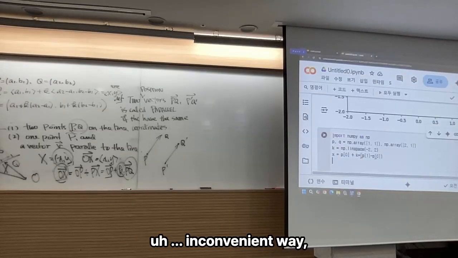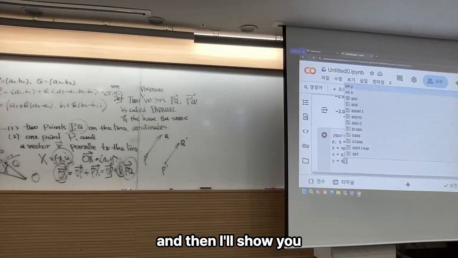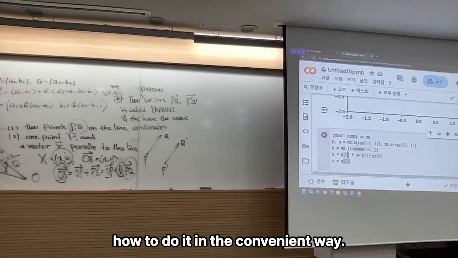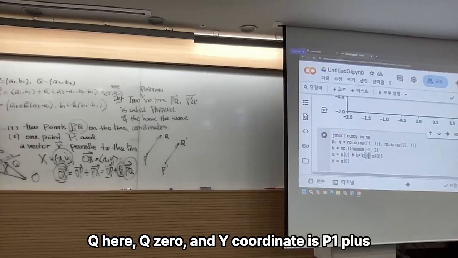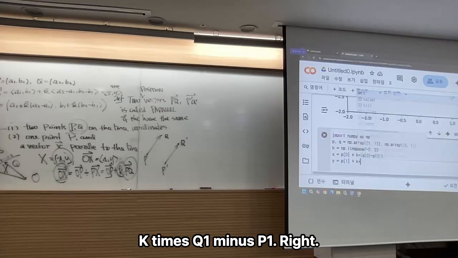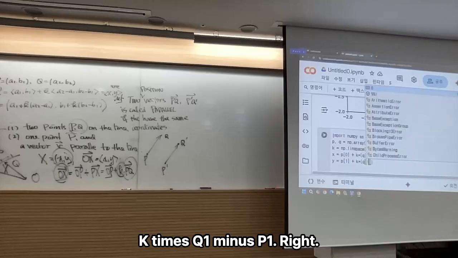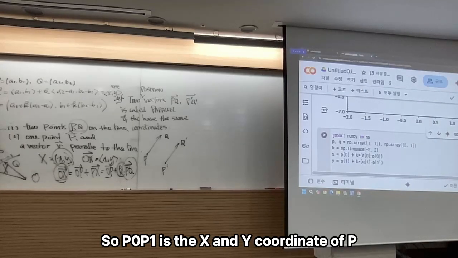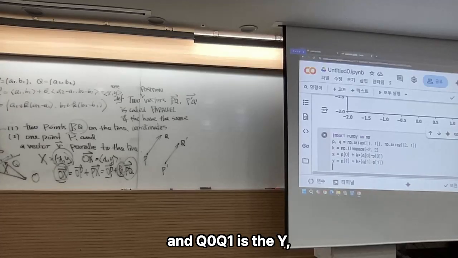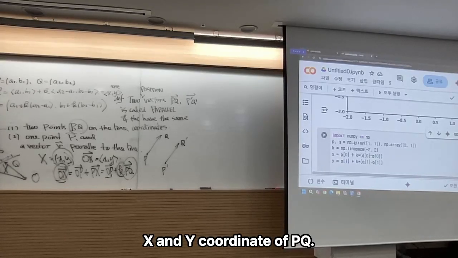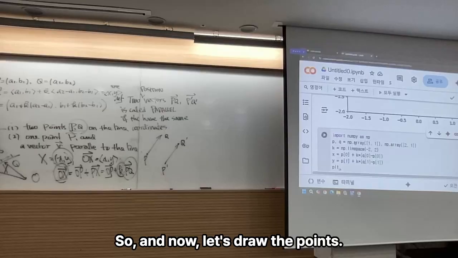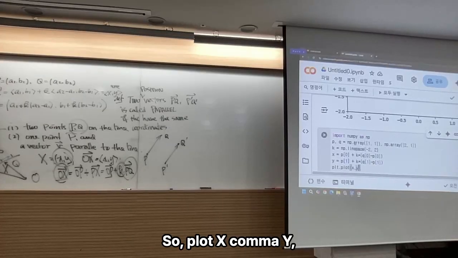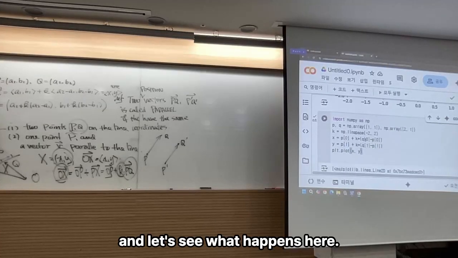First I'm doing it the inconvenient way, and then I'll show you how to do it the convenient way. And the y coordinate is P1 plus k times (Q1 minus P1). Right? So P0, P1 is the x and y coordinate of P, and Q0, Q1 is the x and y coordinate of Q. So now let's draw the points. So plot x, y. Let's see what happens here.